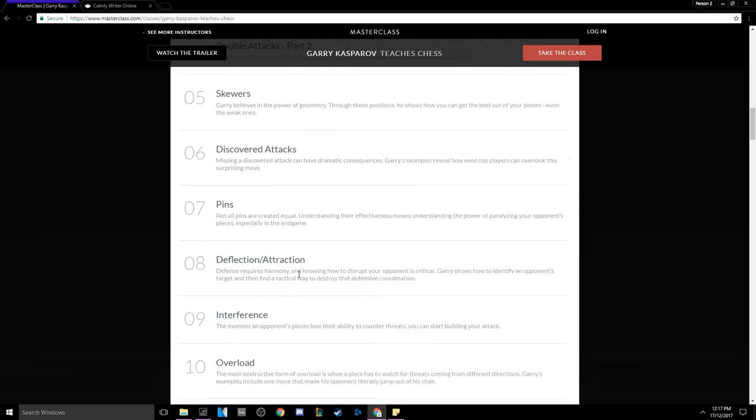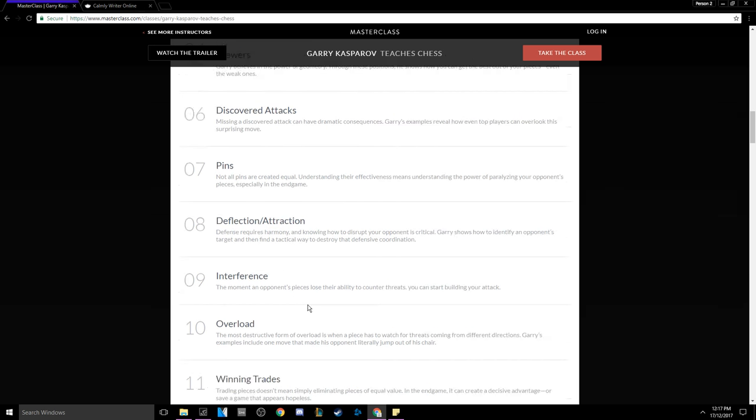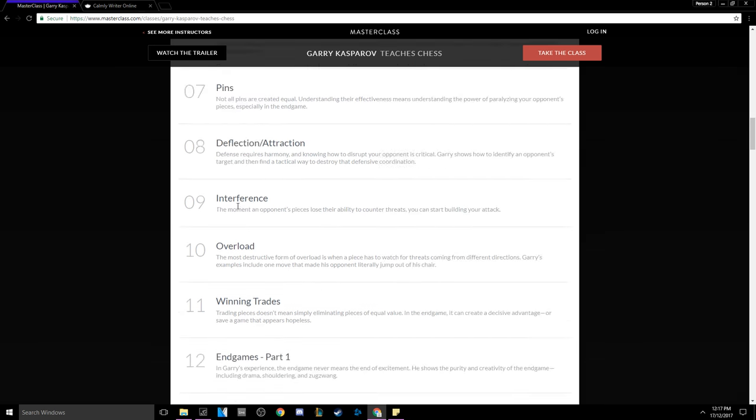Pins, deflection, attraction: you attract your opponents in, you bait them in. Because you know your jungler's coming, you bait, you take a bit of extra damage, and then you execute. Really cool. And then interference, basically stunning opponents, CCing them, in other words overloading them and creating chaos.